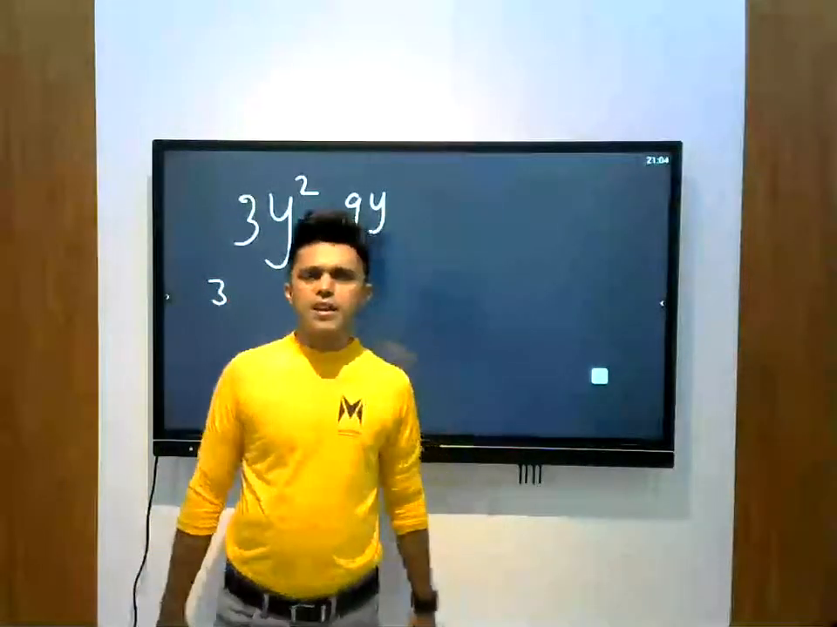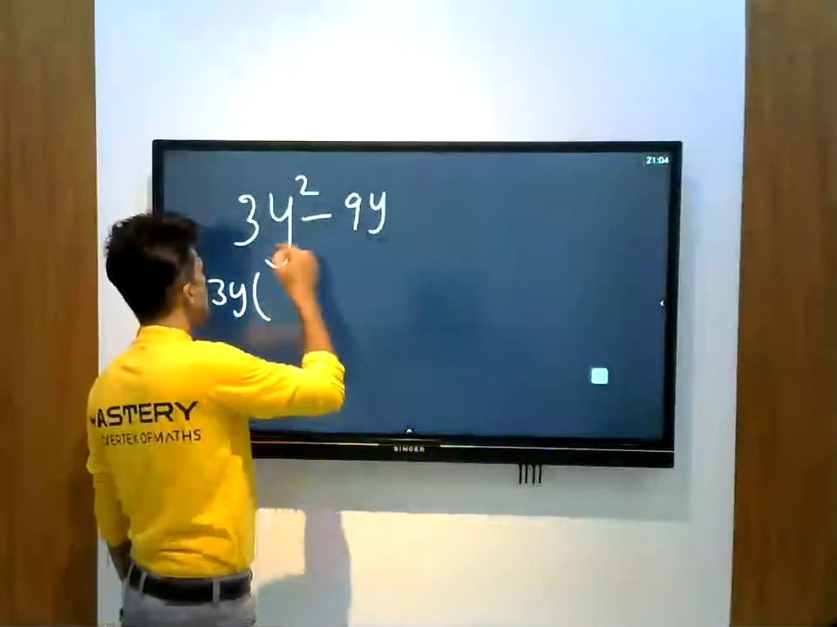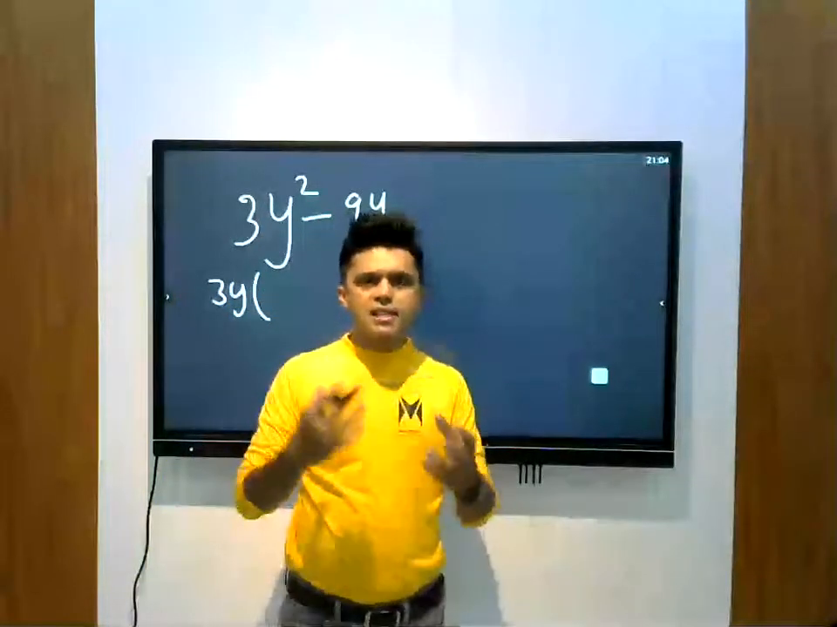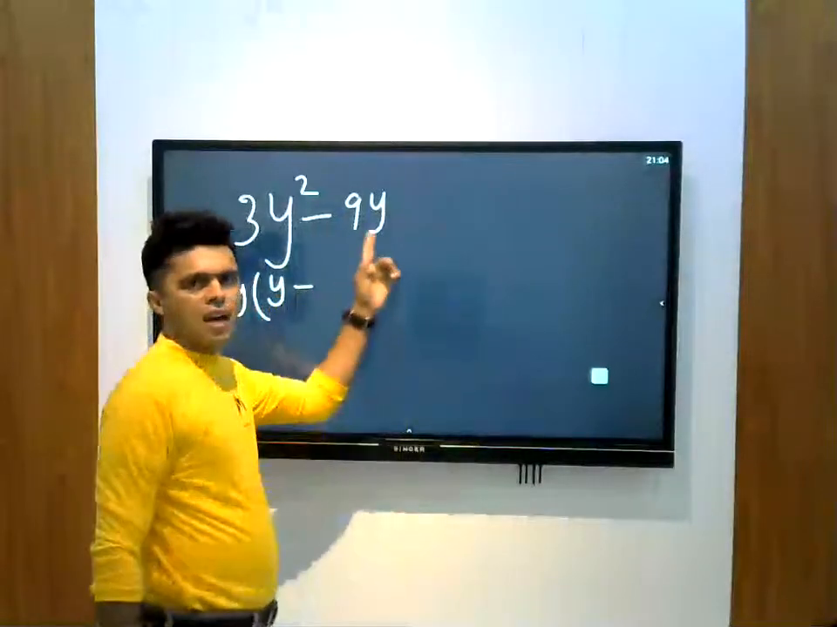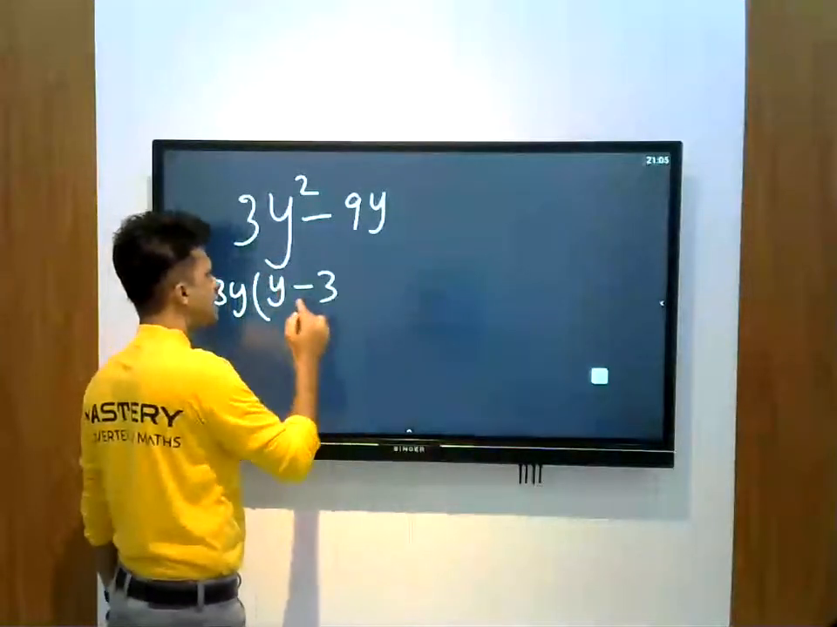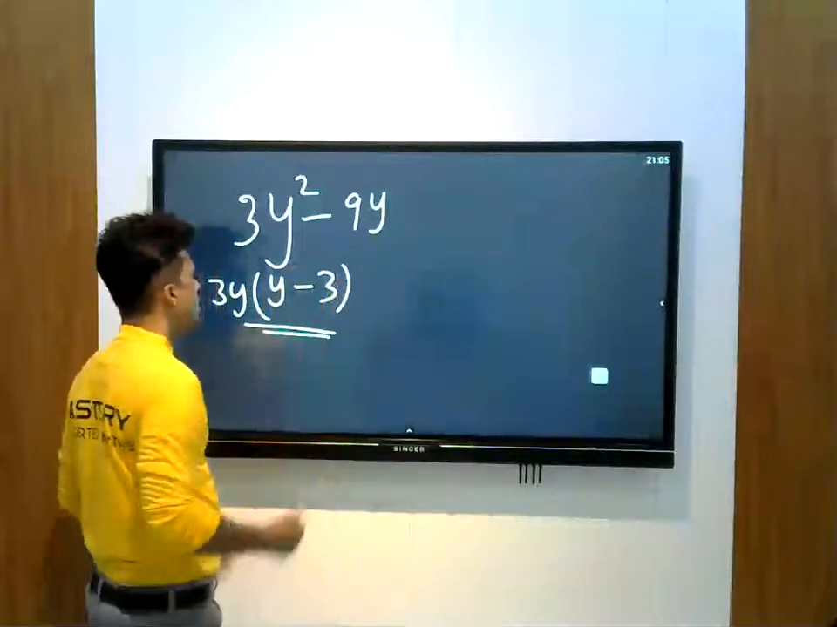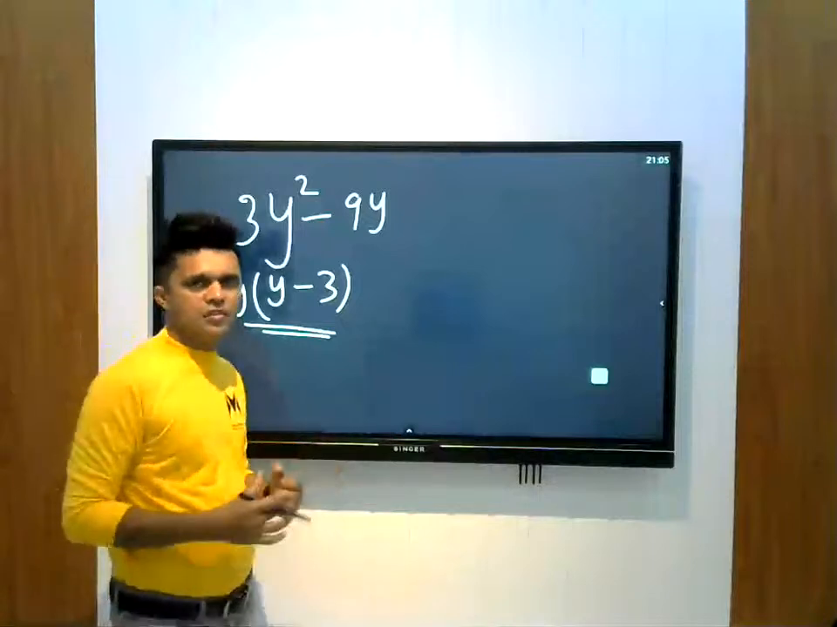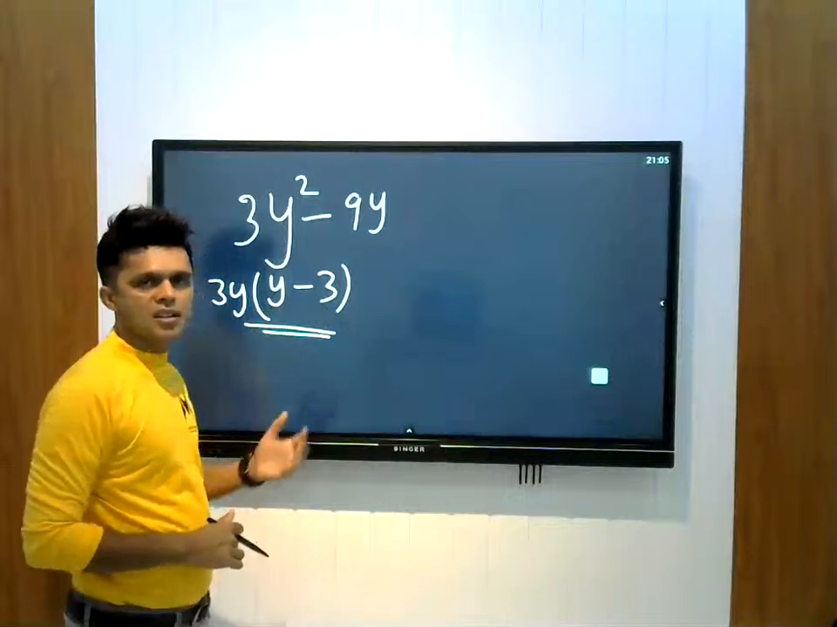Considering the term y, you can get y as the common factor. Then after getting 3y from 3y squared, the remaining term is y minus 9 over 3, which is 3. We've taken 3 from 9, then 9 over 3 is 3, and we've already taken y. So the factors of 3y squared minus 9y are 3y into y minus 3. These are the factors.